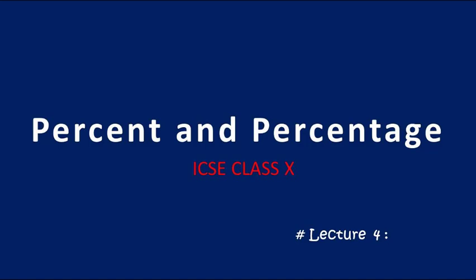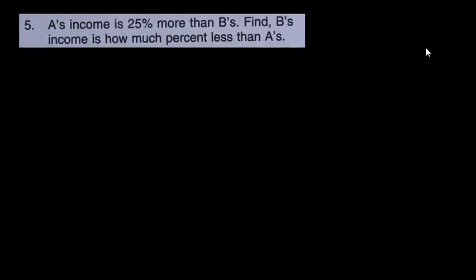Hello class. Now let us discuss this question number 5. The question is: A's income is 25% more than B's income. Find B's income is how much percent less than A's income. Okay, so again I can solve this in various ways.